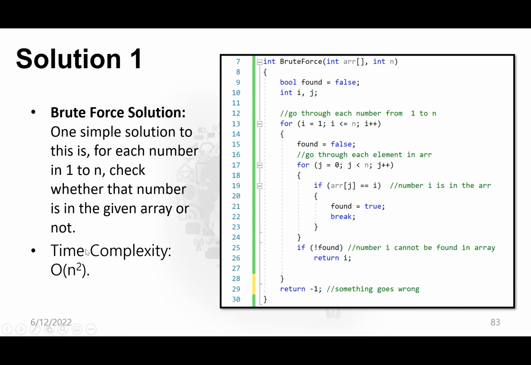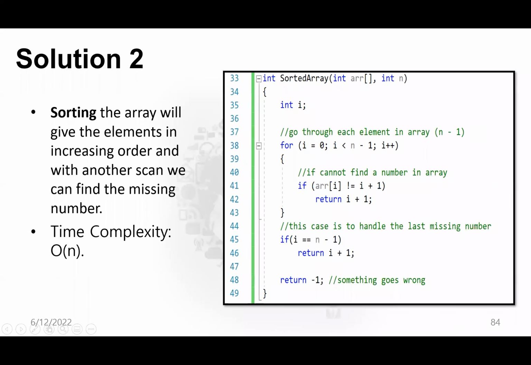So the time complexity for this method, this brute force algorithm, is order of n power 2, right? Because you have a nested for loop, you see. Okay, the second solution is you sort the array first, right?